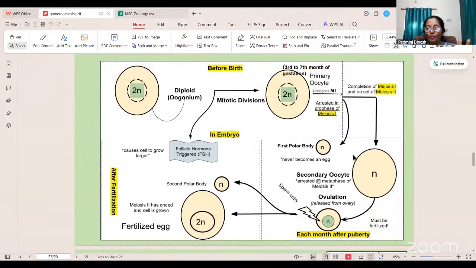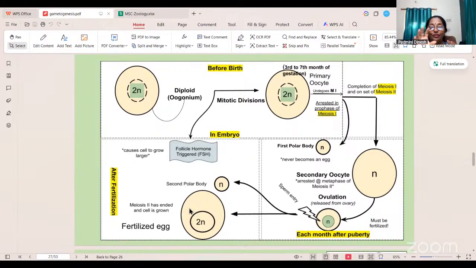The one that becomes the secondary oocyte will undergo the second meiotic division. This gives rise to one matured egg and another secondary polar body, which also degenerates. Totally, you have three polar bodies: the first divides into two, and this one has one. So 2 plus 1, 3 polar bodies are dead. The one that stays is a mature ovum, which has lots of cytoplasm.